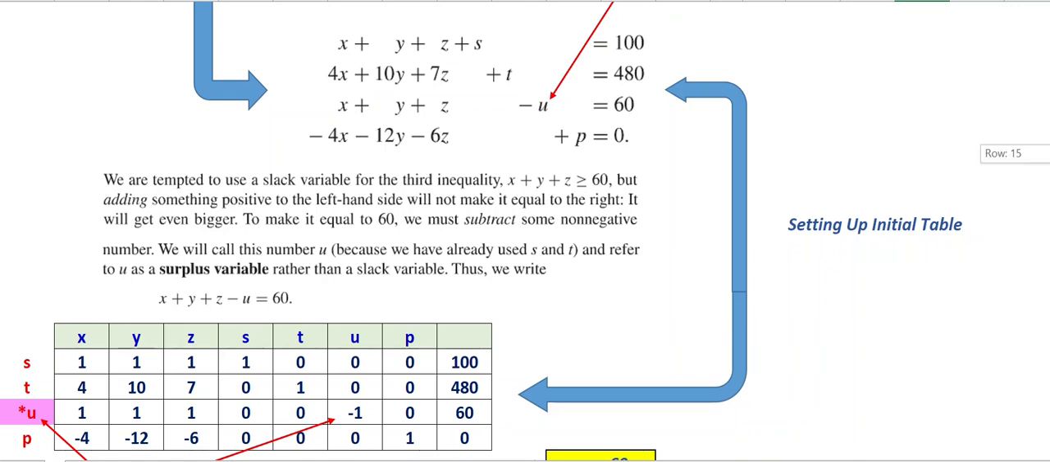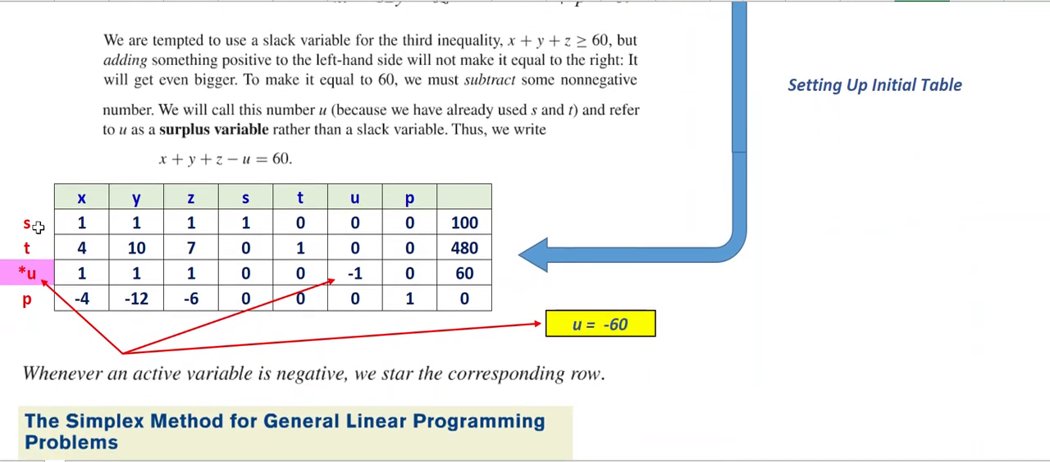Okay, so once we have that, we label our active variables over here, which are the same as the slack and surplus variables, S, T, U, and P. So setting up the initial table is exactly the same. All right, now, whenever an active variable is negative, we star the corresponding row.